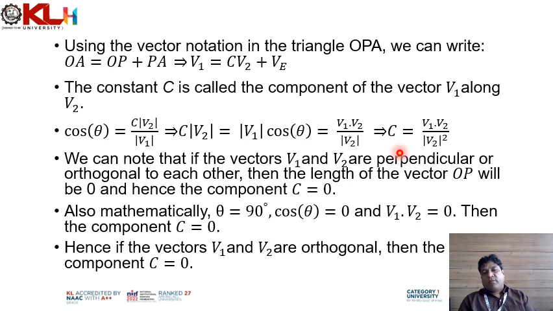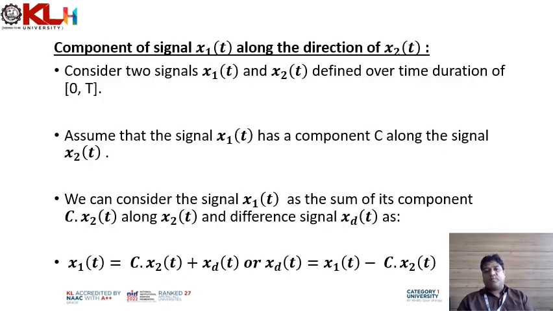Now we can note that if the two vectors V1 and V2 are perpendicular to each other, then theta is 90 degrees, cos theta will be 0, and hence we will get V1 dot V2 is equal to 0. Therefore the component will be 0. Hence if the two vectors are perpendicular or orthogonal to each other, then the component will be 0.